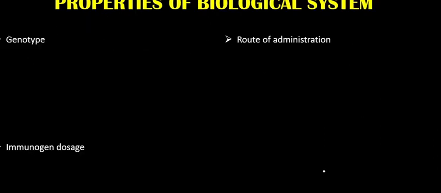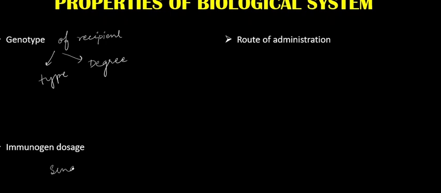Next come the properties of the biological system. The genotype of the recipient determines what type of immune response will be generated and to what degree. Next comes immunogen dosage. If a single dose is given, it will lack immunogenic properties, but if multiple doses are given, it will have the properties of immunogenicity.